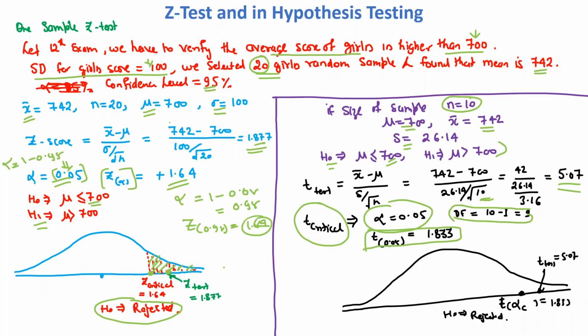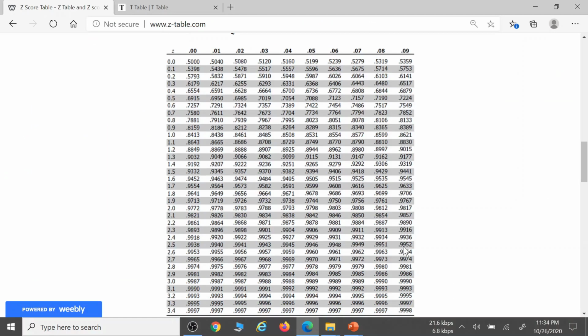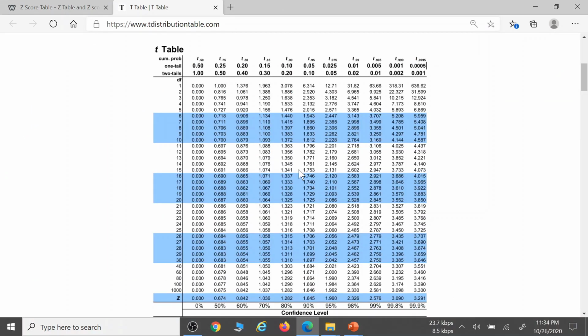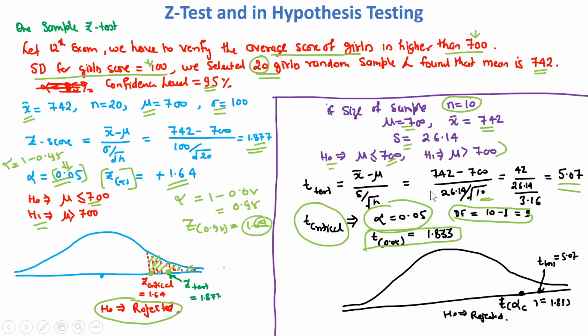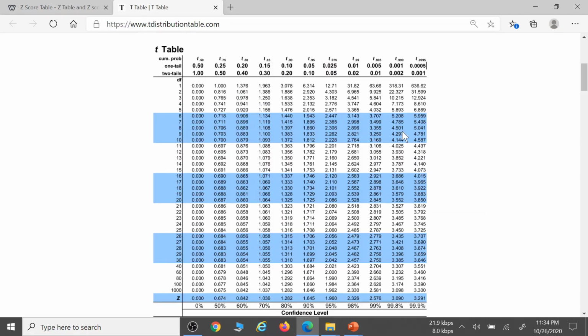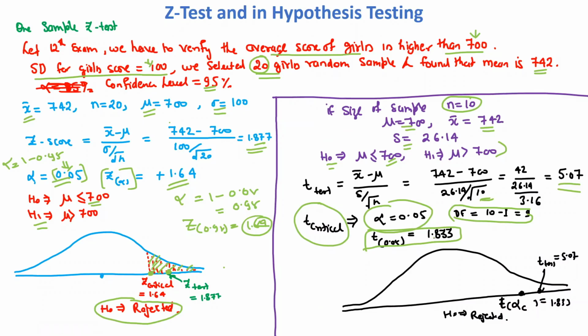1.833 for 0.05 if you use the t table. But this is your one tail test, so we will use alpha equal to 0.05. So for the degree of freedom, you will get 1.753. It means this is your critical value.